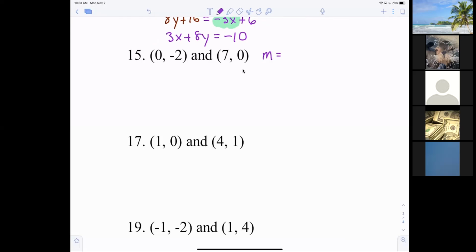Here we go. The slope. Zero plus 2 over 7 minus 0. Slope is 2 over 7. That is correct.